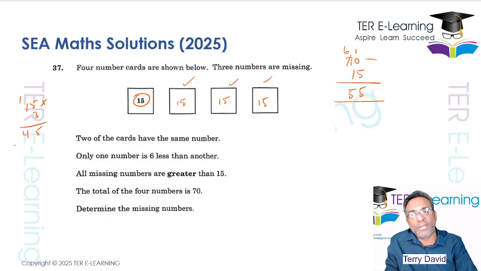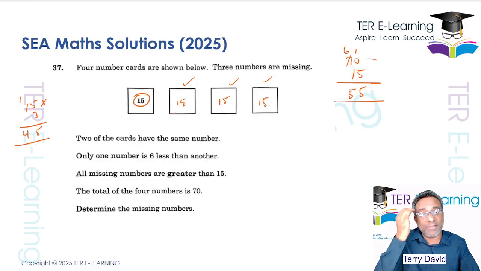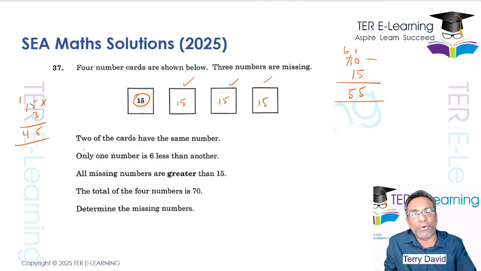That's 45, right? So therefore, we have to adjust these numbers. 15 plus 15 plus 15 is 45, but those 3 numbers need to add up to 55. So I'm missing 10 in order to make it add up to 55. Now, how am I going to do this?